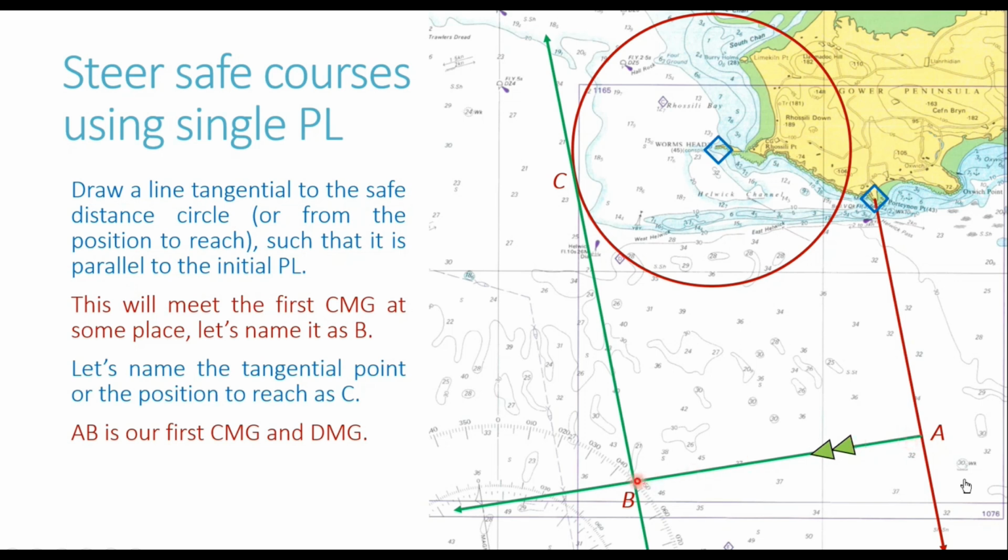Now this line AB which you see on the chart now, Alpha Bravo, is our first course made good and our first distance made good. So our first course made good should be in this particular direction, and the distance made good on our first course should be distance AB, Alpha Bravo.